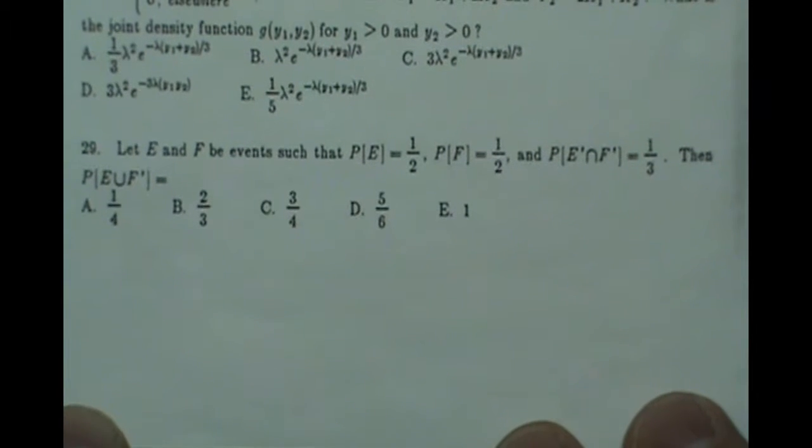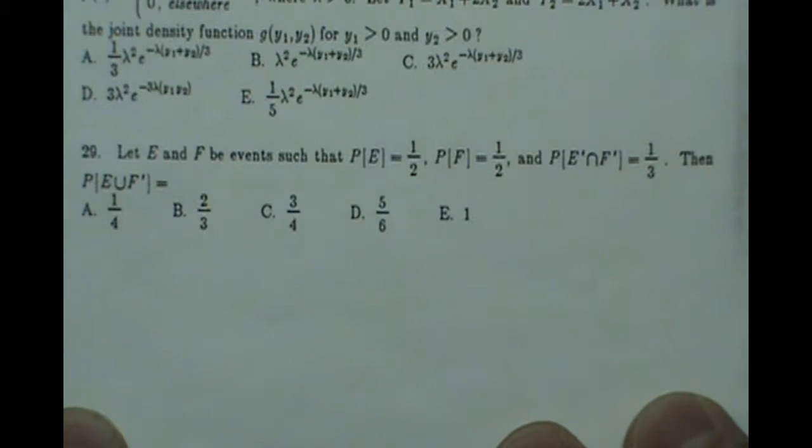Number 29: let E and F be events such that the probability of E is 1/2, the probability of F is 1/2, and the probability of E complement intersect F complement is 1/3. Then what's the probability of E union F complement?